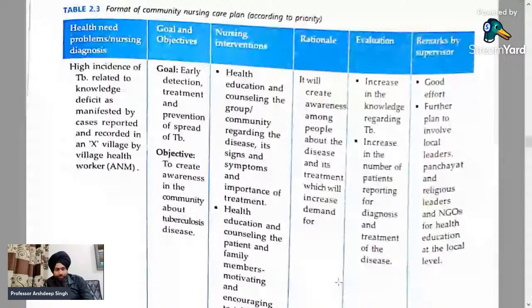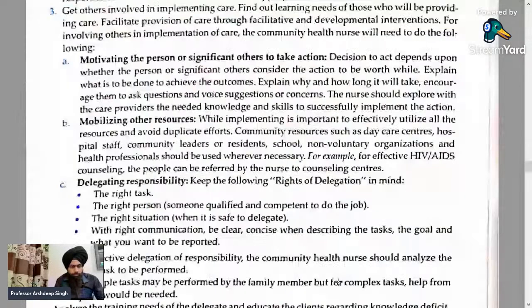Next, one thing that I want to explain is implementing community health nursing actions. Once we have planned the things, once we have set out the objectives and the rationale, we have to implement. So implementation is a very important step.